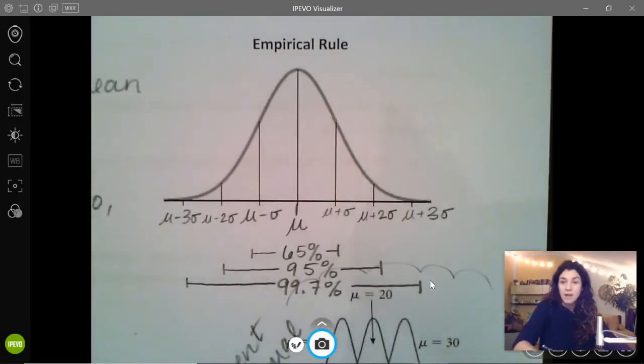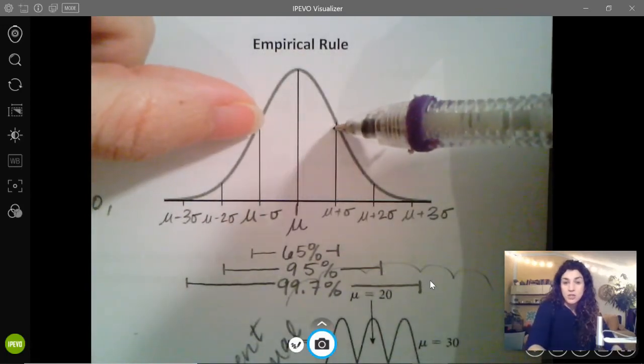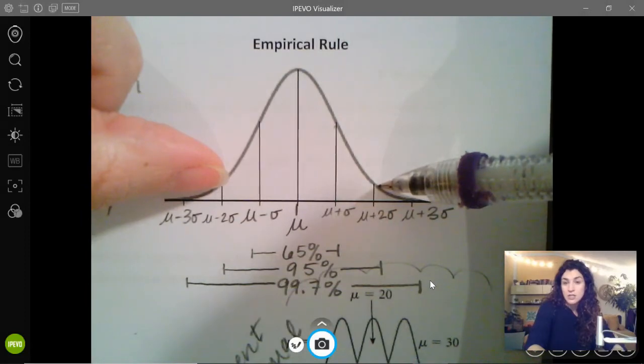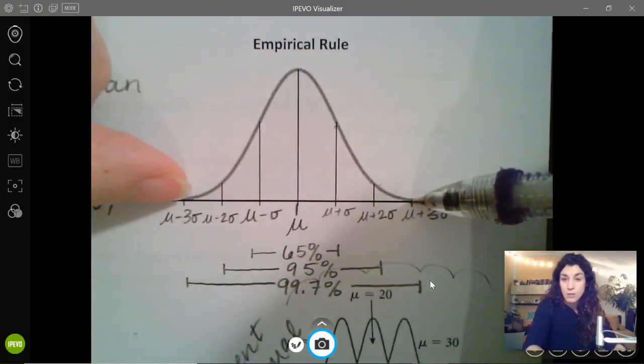These numbers always hold true: 65, 95, 99.7. They're numbers you just have to have memorized that deal with this relationship. Within 1 standard deviation, you're representing 65% of your data. Within 2 standard deviations, you're representing 95% of your data. Within 3 standard deviations, you're representing 99.7% of your data.